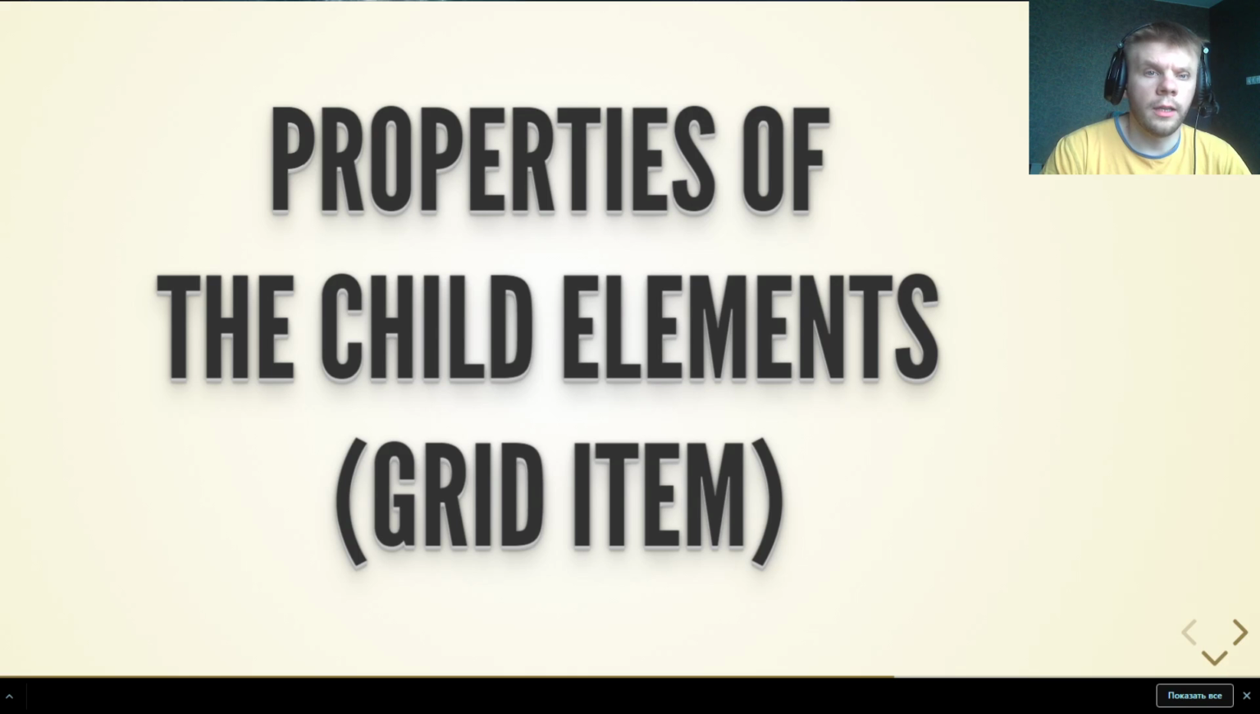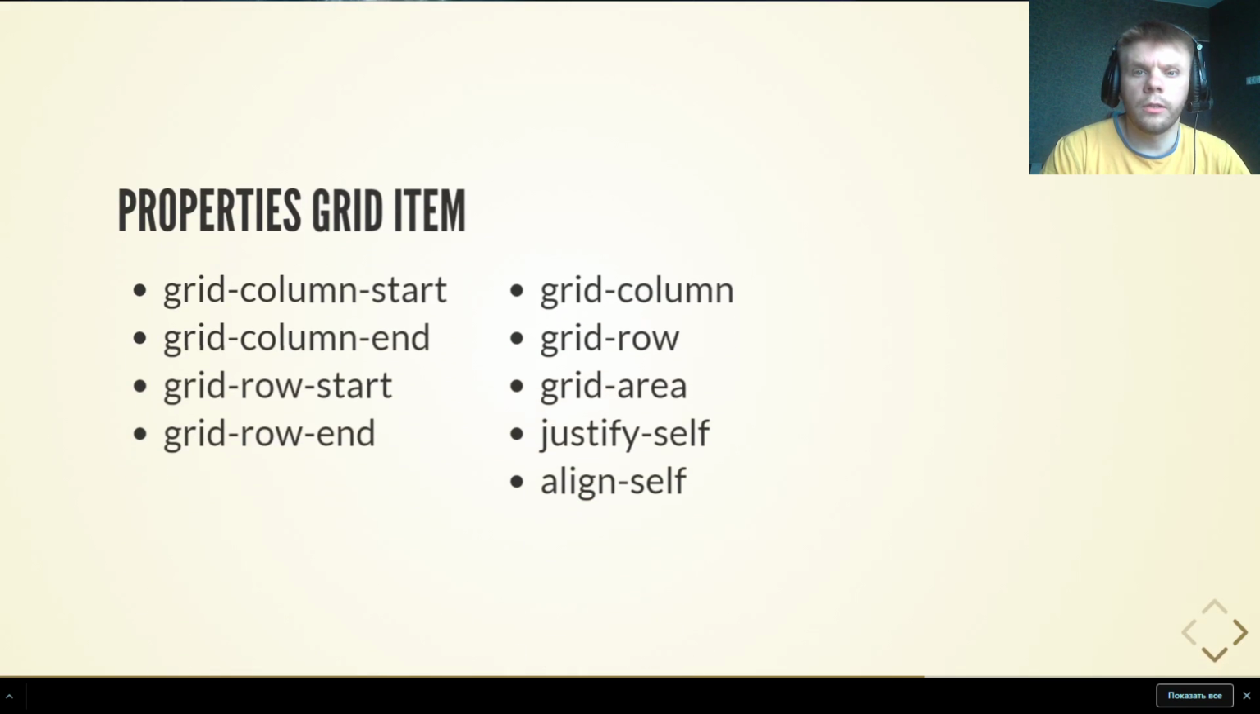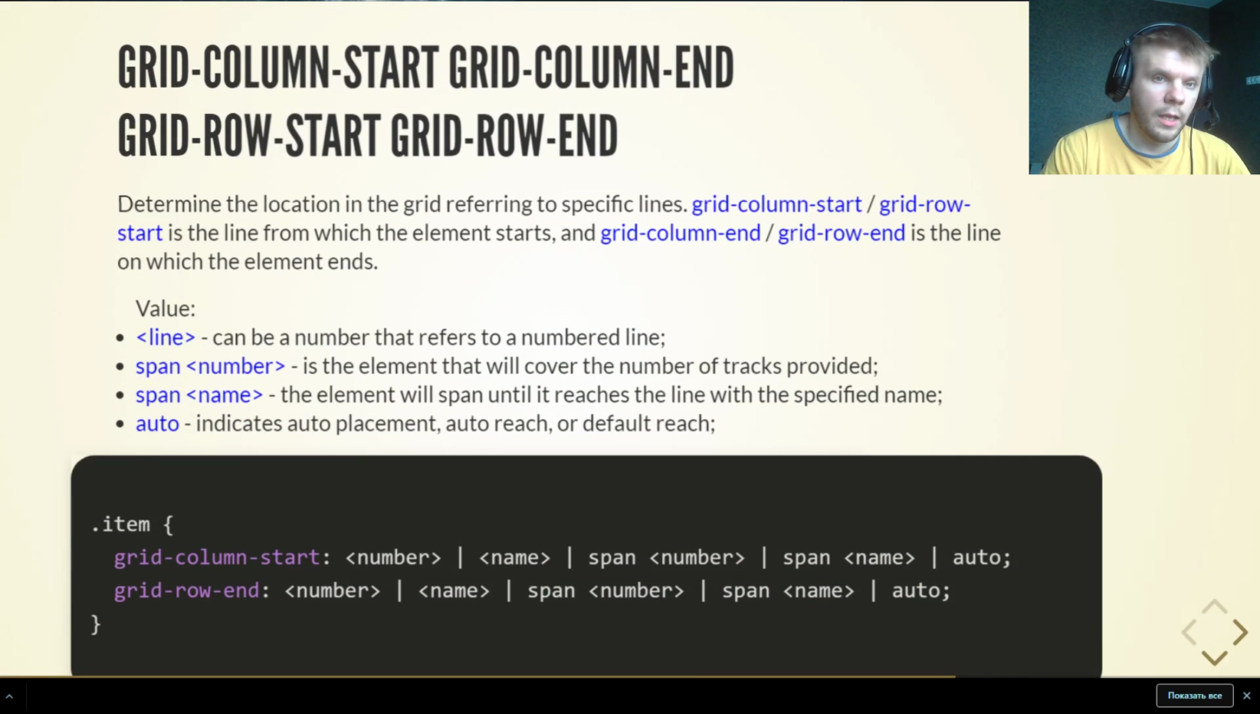Properties of the child element, grid item. Let's talk about the grid item properties. Grid column start, grid column end, grid row start, and grid row end determine the location in the grid referring to specific lines. Grid column start and grid row start is the line on which the element starts, and grid column end and grid row end is the line on which the element ends.